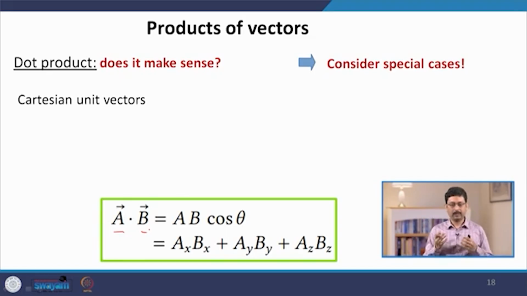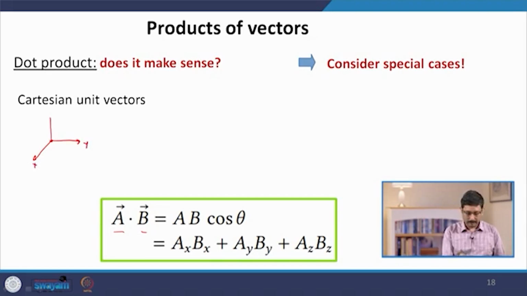So, let us take some special case. Let us take the unit vectors. These are easy cases because the magnitude is 1. First, for simplicity, I am going to take the Cartesian unit vectors. Suppose this is my origin and I am choosing a Cartesian coordinate system to denote these vectors. So, what is x hat dot x hat?